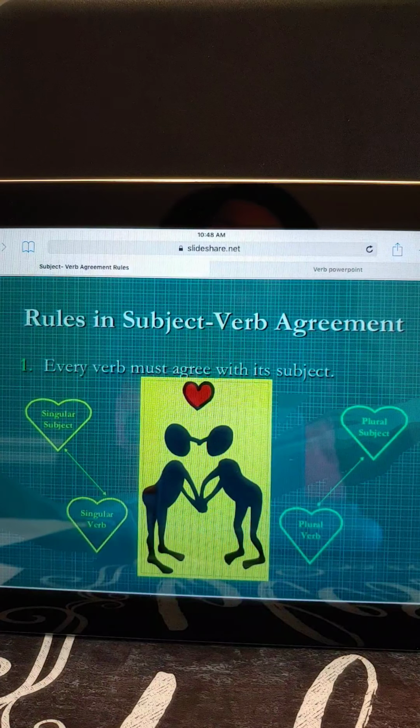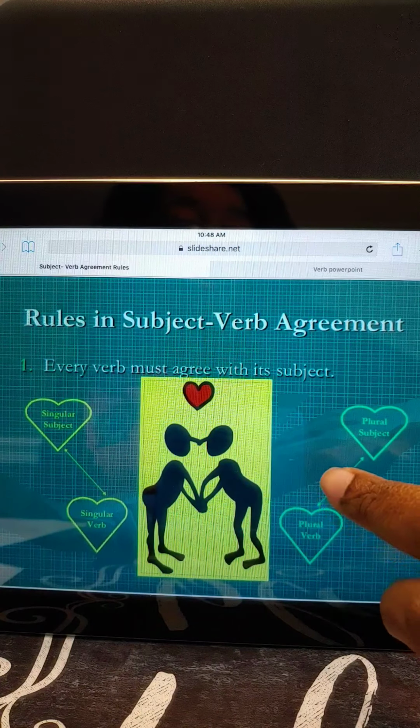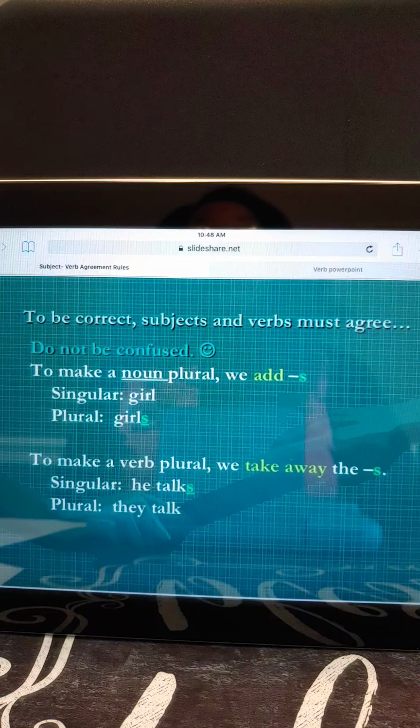All right, some rules of subject-verb agreement. Every verb must agree with its subject. Keep in mind that singular subjects have singular verbs and plural subjects have plural verbs. All right.